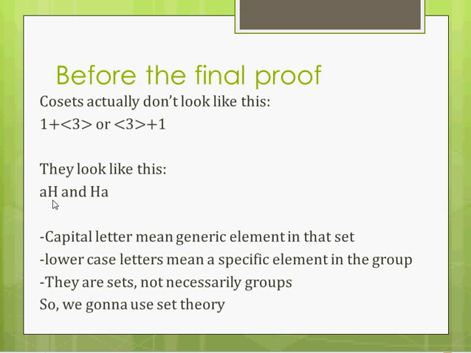Because after all, cosets are sets. And we use lowercase to mean a specific, fixed element. So they are sets, not necessarily groups. Now if we had 0 plus bracket 3, that would just be bracket 3, which would be a subgroup, wouldn't it? But that's the exception. Cosets are not necessarily groups.